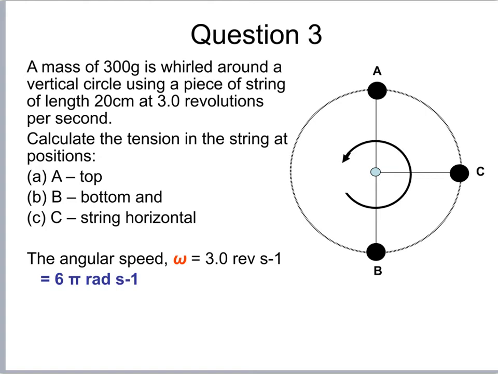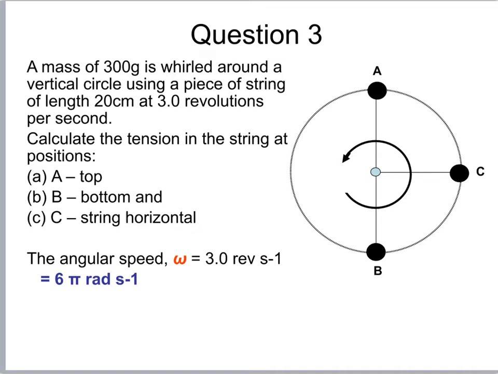So now we're going to have a look at another question where we're using the information that we had from the previous slide. It says a mass of 300 grams is whirled around a vertical circle using a piece of string of length 20 centimetres at 3 revolutions per second. It wants you to calculate the tension in the string at positions A at the top, B the bottom, and C when the string is horizontal. It also gives you information about the angular speed in this question.